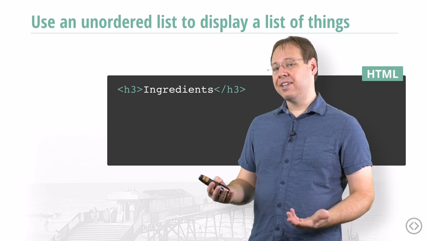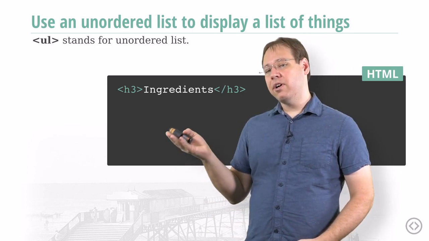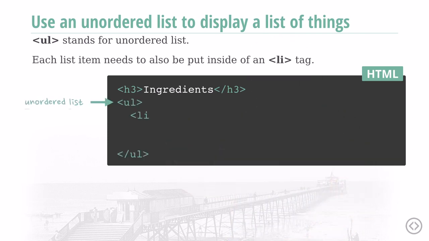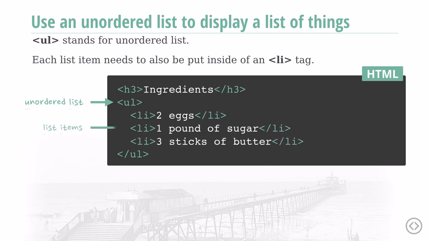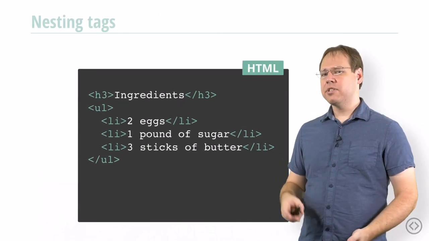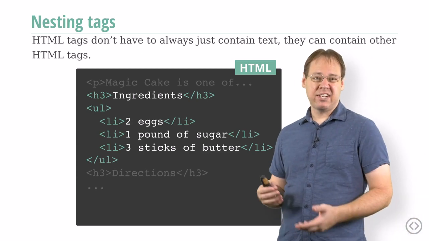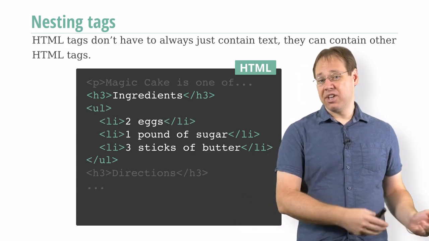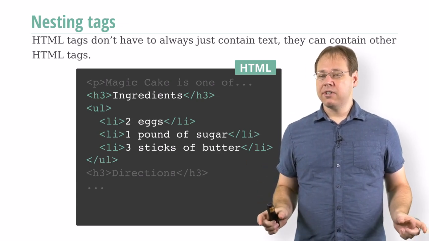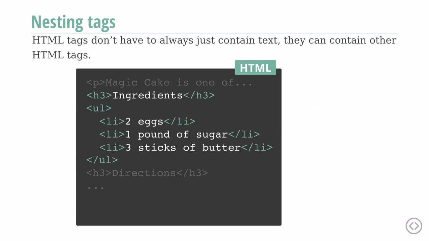If you need to display a list of things, you can use an unordered list tag. Now, with an unordered list, each item in the list also has to be inside of an LI tag, or list item tag. Now you'll notice that this is the first time we've had a tag that contains another tag. Before we just had an opening tag, some text, and then a closing tag. But here, in between the open and close UL tags, we've got a couple other tags that are opening and closing inside of there.